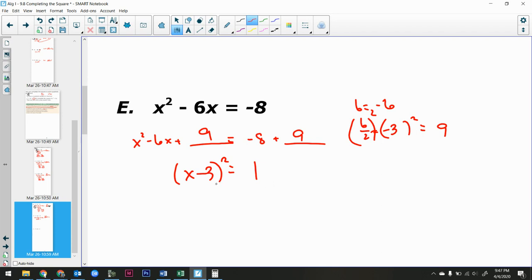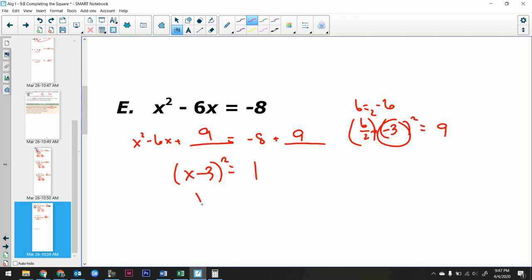And how do I know that this is negative 3 again? We're just going to go over that one more time. Two ways. I can actually just factor it. Factors of 9 that add to negative 6 are negative 3 and negative 3. But it's also right here: b over 2 is always the number that goes in the parentheses there.